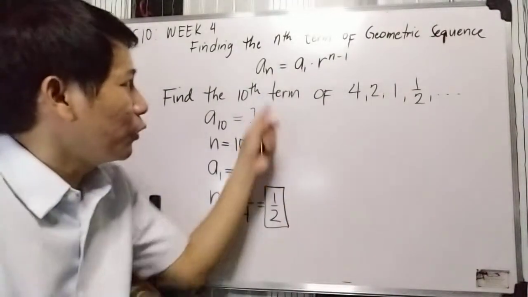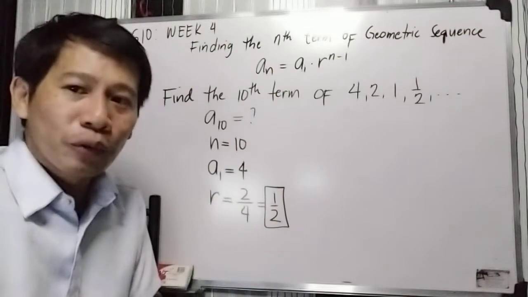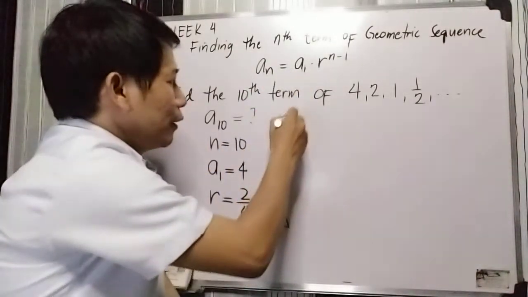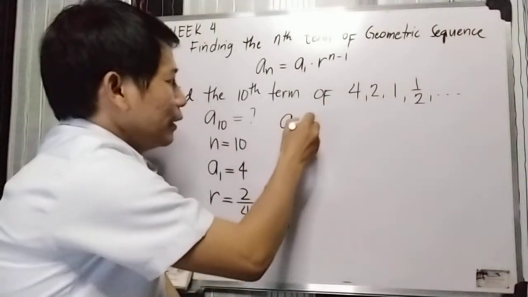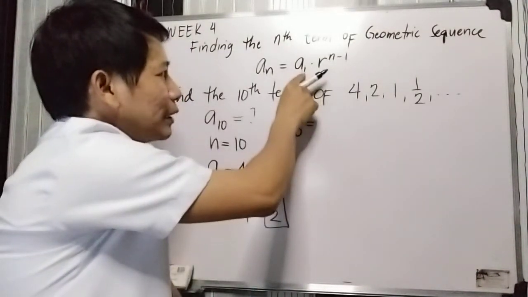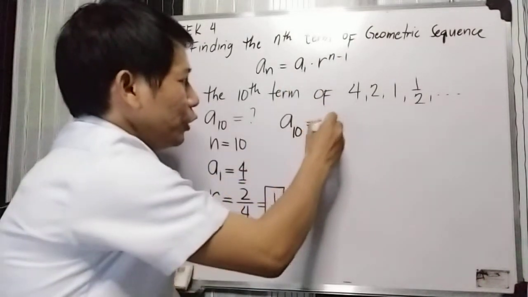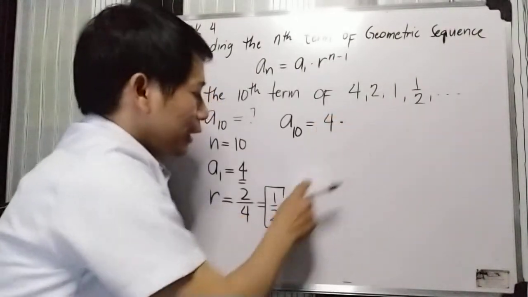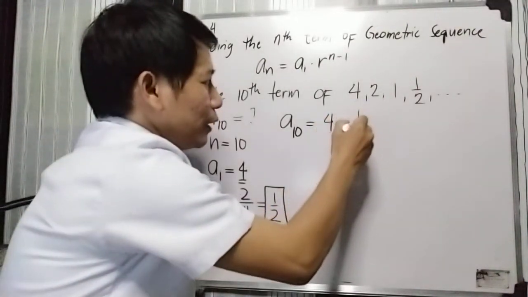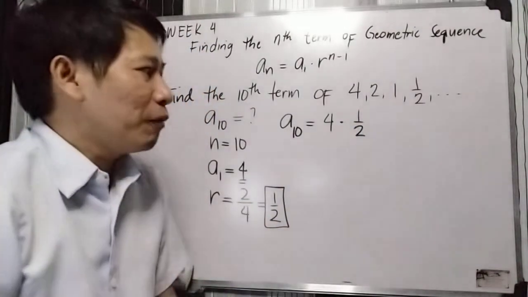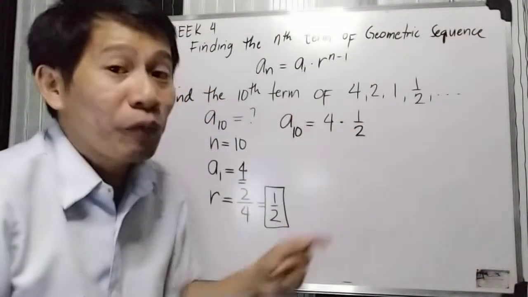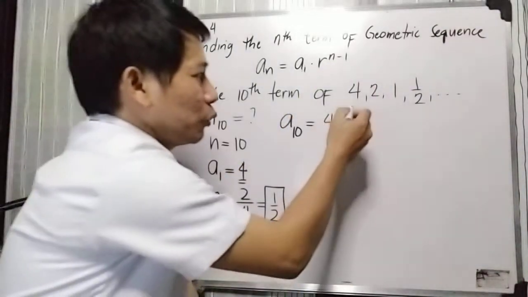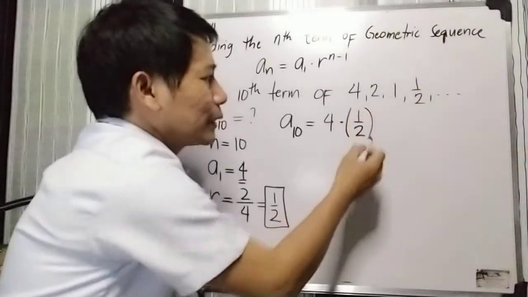Okay, so we're ready now for the formula. All we need to do is to replace these values in our given formula. So we'll have a sub 10 equal to a sub 1, our first term, which is 4, times r, which is 1/2. And since our r is a fraction and we will raise it to the exponent n minus 1, you have to enclose it with parentheses.